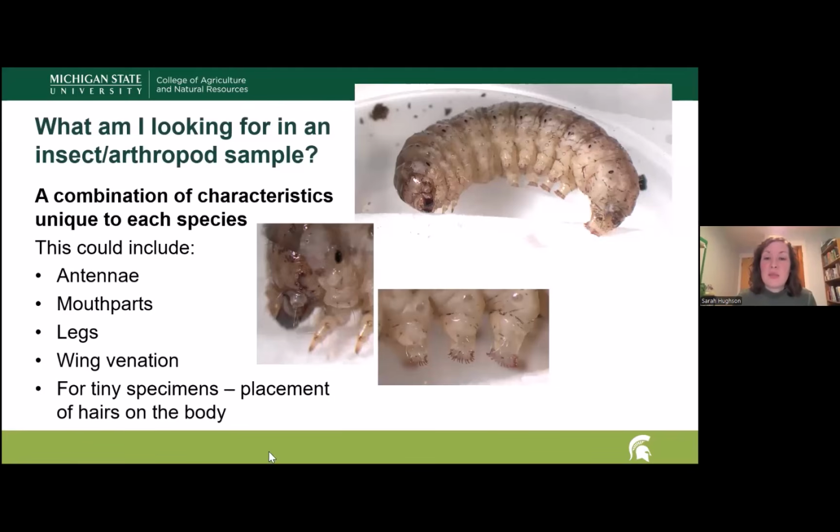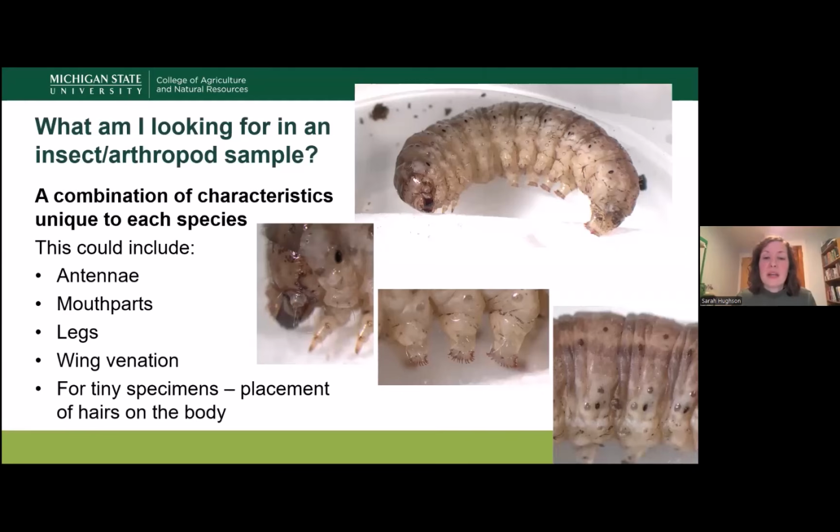So here I have an example of the prolegs of this caterpillar, and you can even see the little crochets that it uses to hang onto the plant. I might be looking at things like wing venation on wasps or on flies, and I might be looking at really tiny structures on these animals. So for very small insects or very young insects, I might be looking at things like the placement of hairs on the body or the placement of very tiny spots and markings.